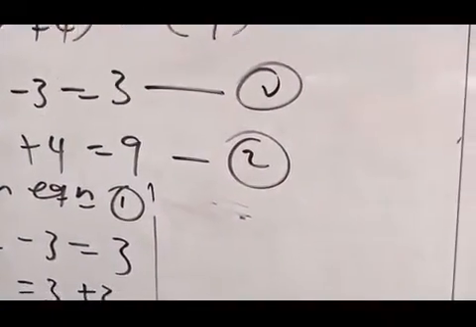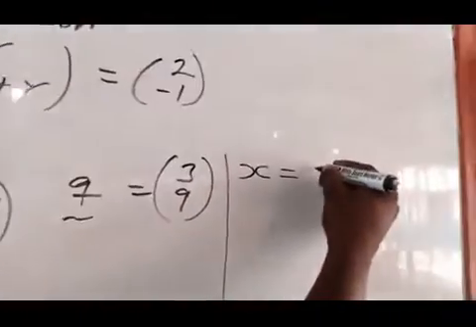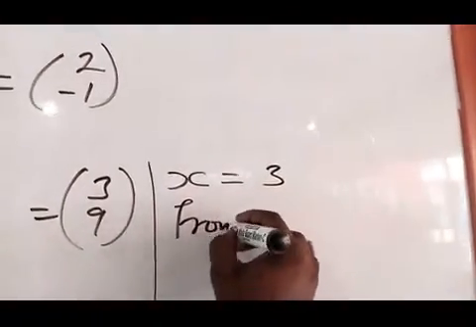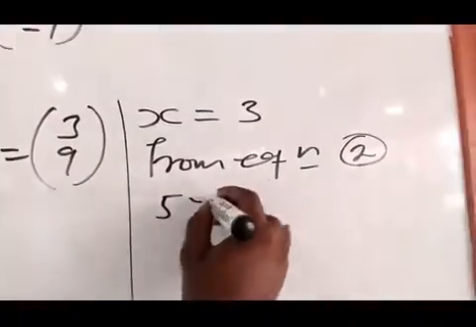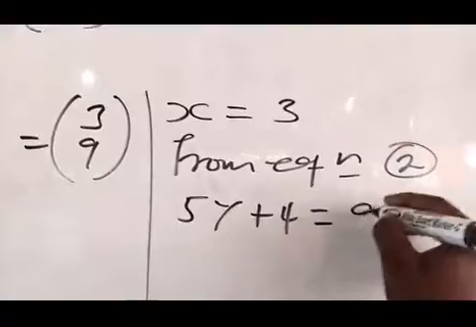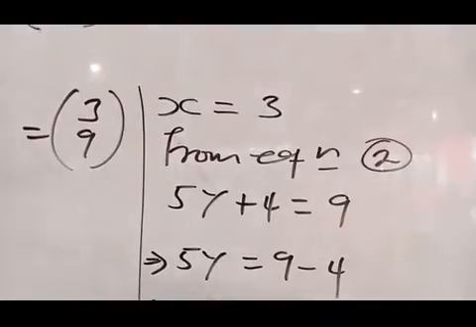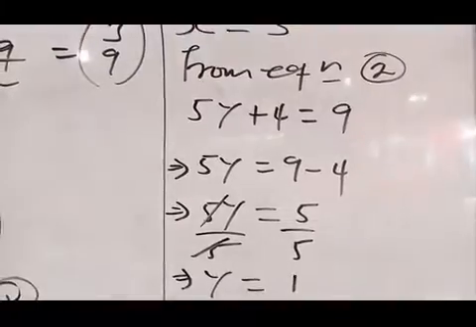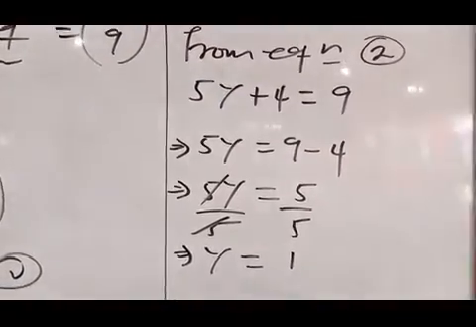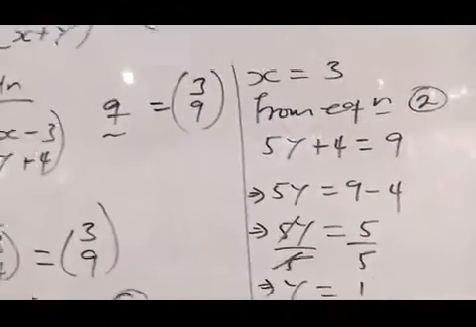From equation 2, we have 5y + 4 equals 9. And then 5y equals 9 - 4, so 5y equals 5. y is equal to 1. Therefore, x equals 3 and y equals 1. So I said I'll be solving question 2 and 4, so I'm moving on to question 4.